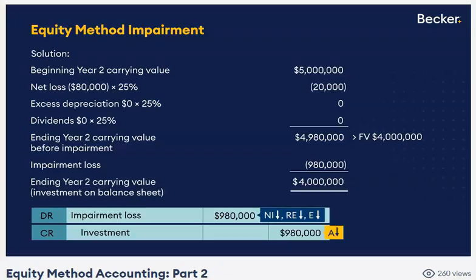Again, so that's it. We're almost done with the equity method of accounting, but not quite yet. Come back, we've got one more, and then you can practice some questions.